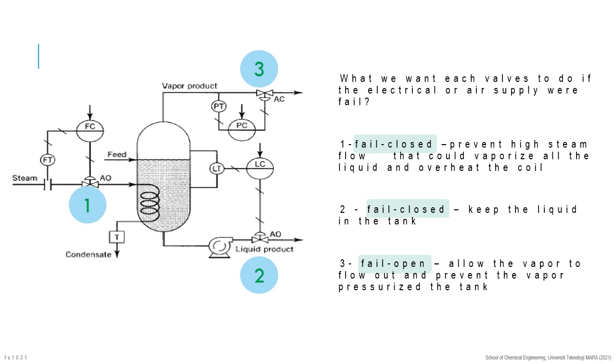For the liquid product valve, a fail close or air to open valve would keep the liquid stored in the tank. This action gives the operator time to shut down the feed to the tank and correct the cause of the failure. It is seldom safe for the liquid product to flow uncontrolled to the process downstream. Finally, a fail open or air to close valve on the vapor product line would allow the product to flow out of the tank and prevent the tank from pressurizing.